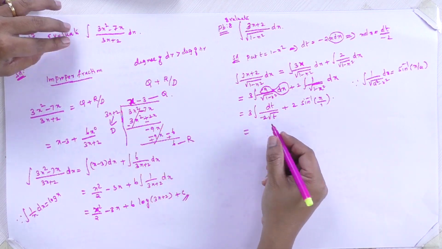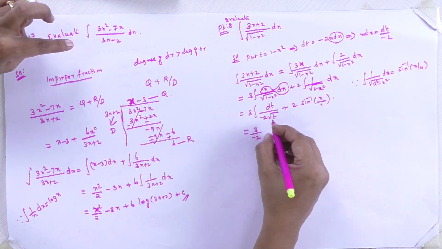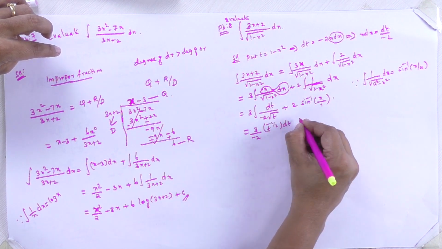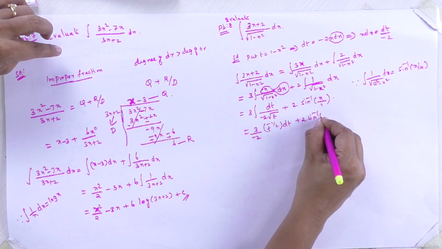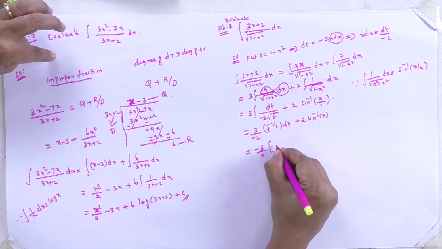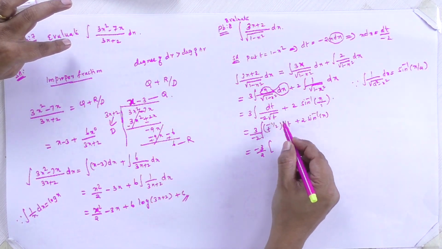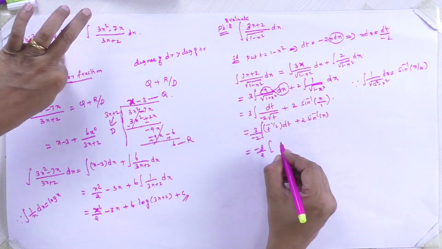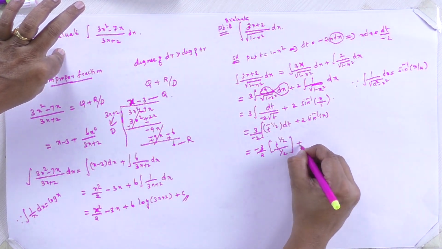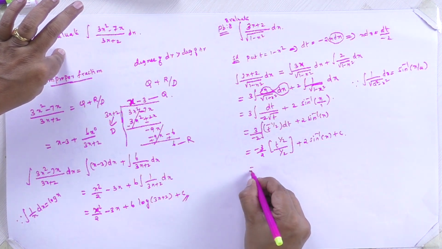This is equal to, we have to integrate this first term, minus 3 by 2 t power minus 1 by 2 into dt plus 2 into sine inverse of x. So this is equal to minus 3 by 2 times the integral of t power minus 1 by 2 into dt. When you integrate, it becomes t power 1 by 2 divided by 1 by 2, plus 2 into sine inverse of x plus c, the integration constant.